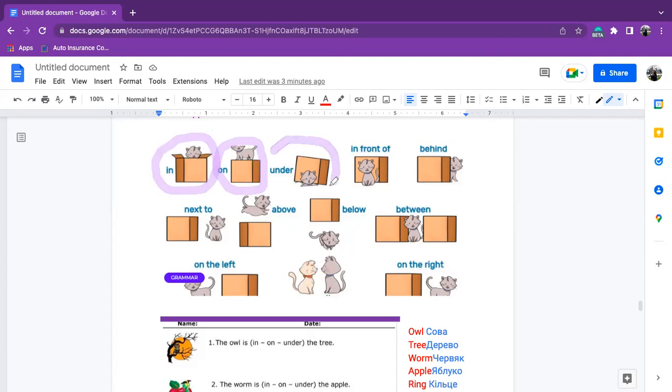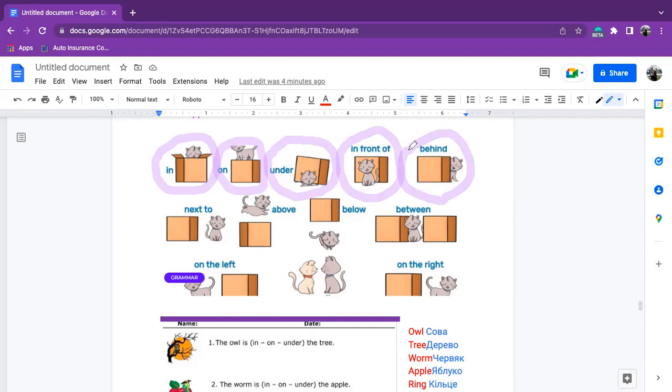Next. Under. The cat is under the box. Under. In front of the box. The cat is in front of the box. Do you see a tree in front of you? In front of. Behind. The cat is behind the box.